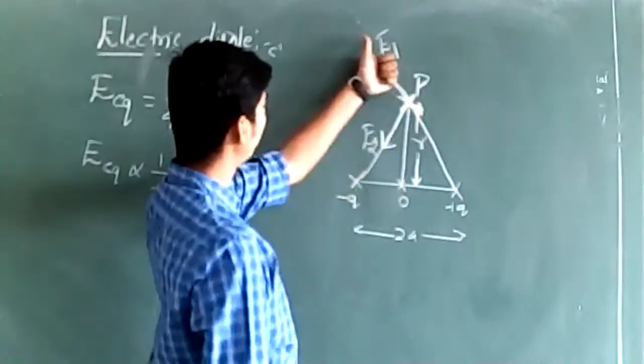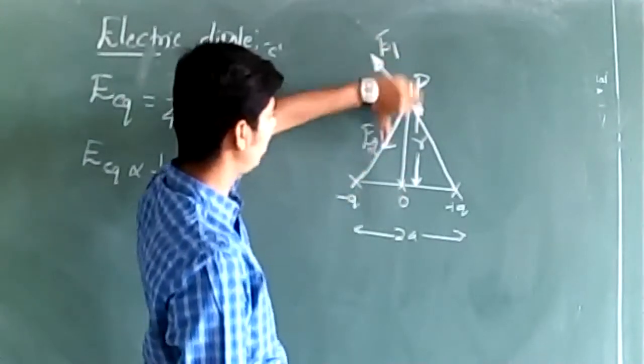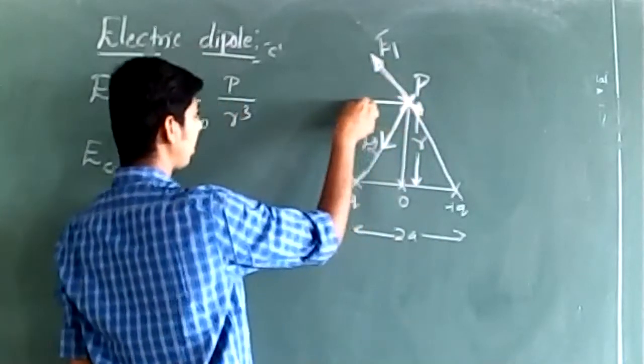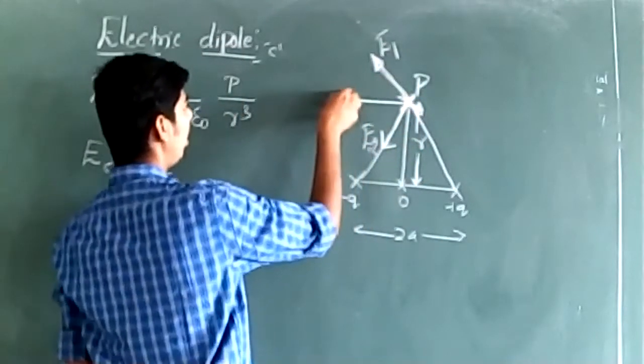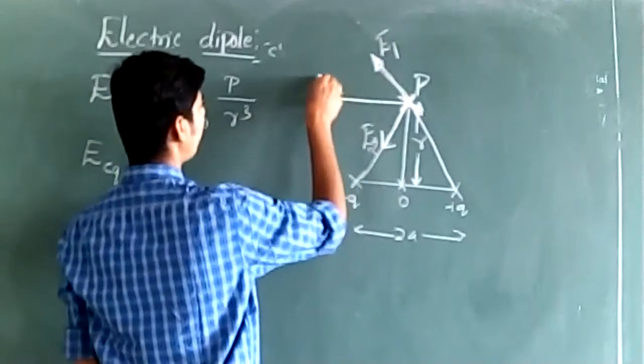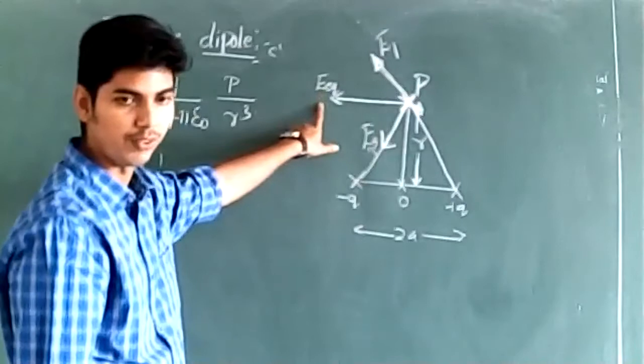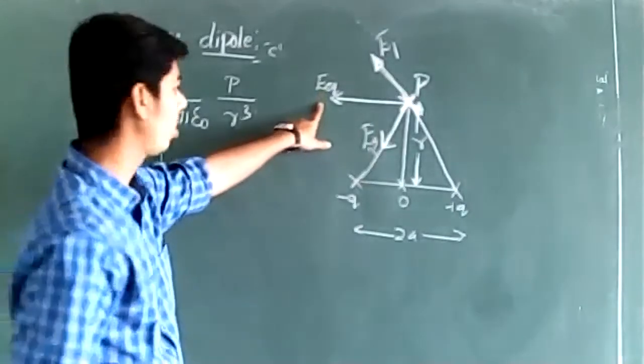This is E1, this is due to plus Q, and this is E2, this is due to minus Q. Resultant must be in this direction. This is the electric field at a point on the equatorial line of dipole. This is the direction of electric field at a point on the equatorial line of dipole.